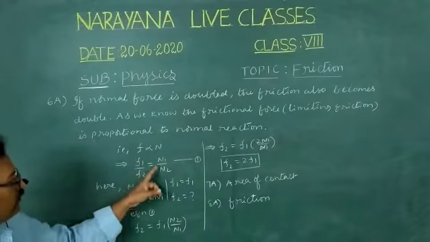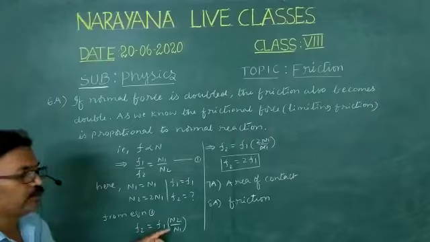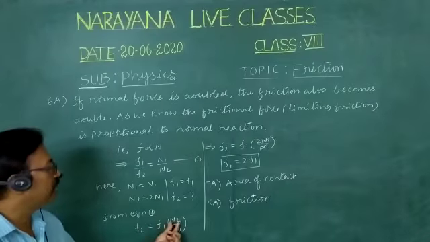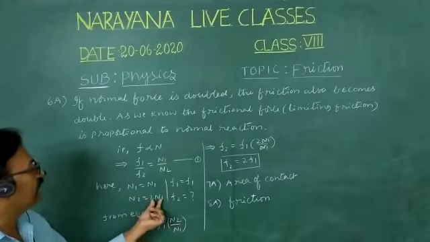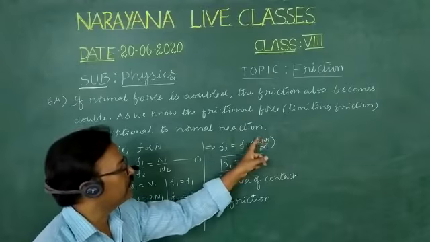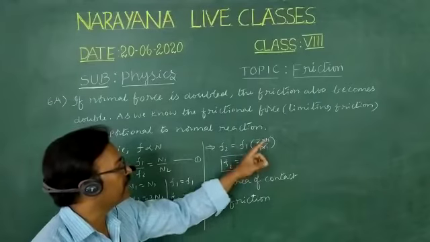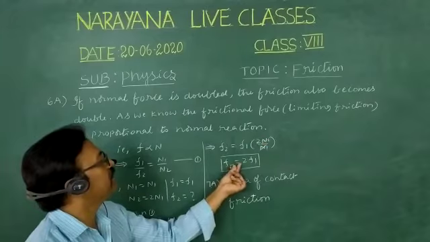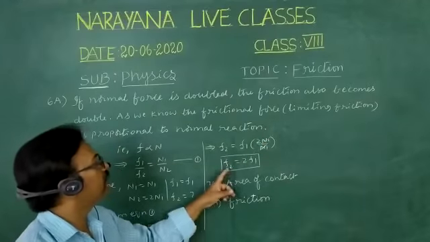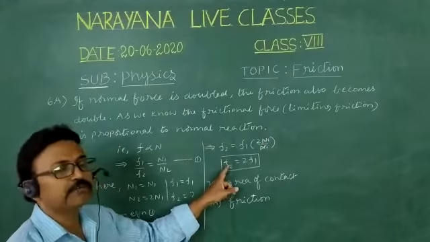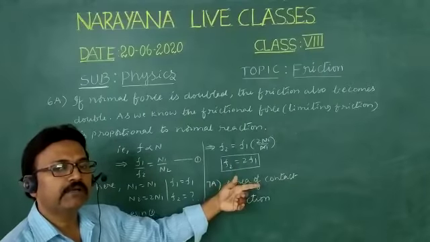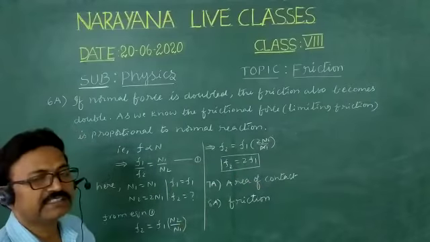So from this equation, F2 is equal to F1 into N2 by N1. Now substitute the N2 value. What is N2 given? 2N1. So in place of N2, I have written 2N1. N1 gets cancelled. Then you will get F2 is equal to 2F1. So from this we can understand the frictional force will also be doubled if the normal reaction is doubled.